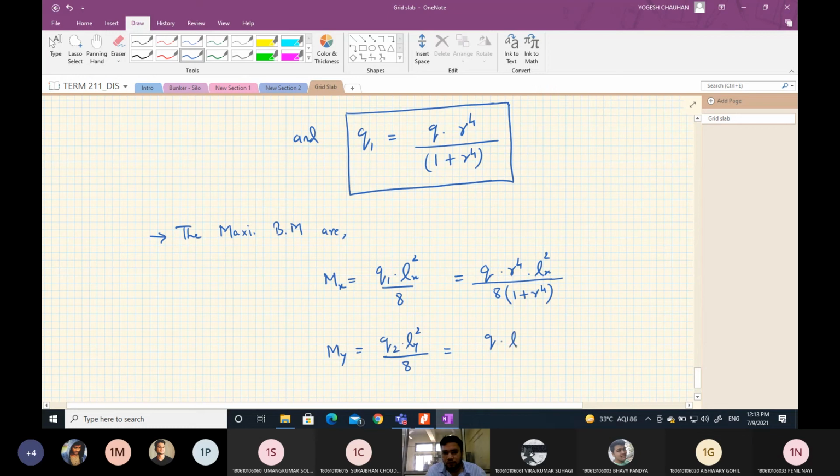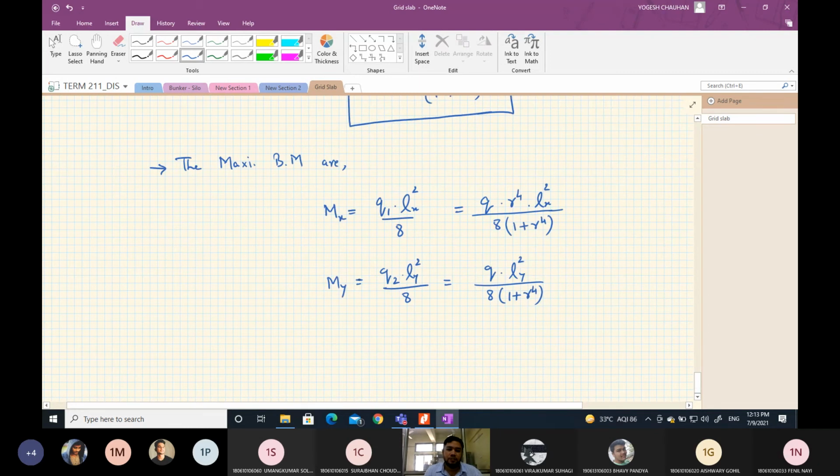times Ly square by 8 times 1 plus R raised to the power 4. Okay, so these are the moments in x and y direction.